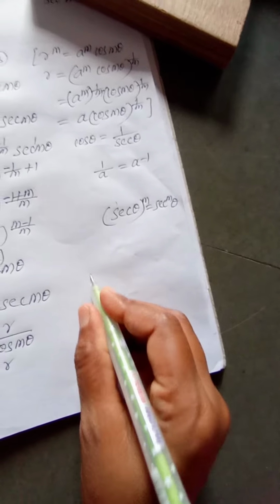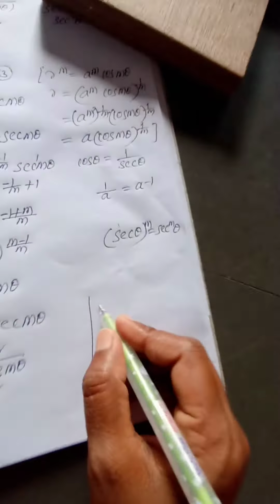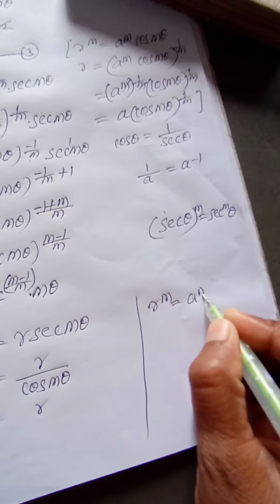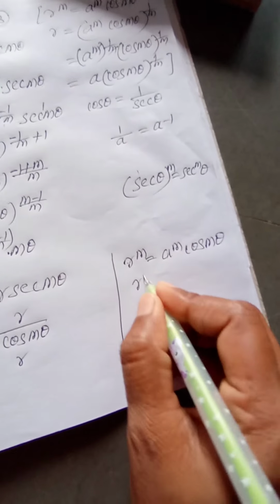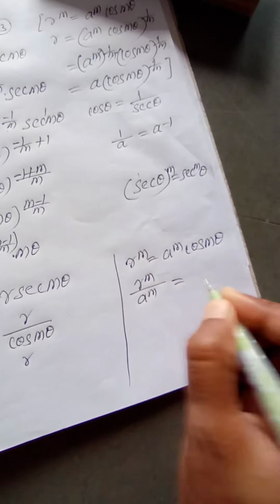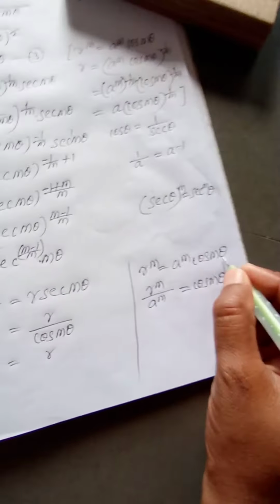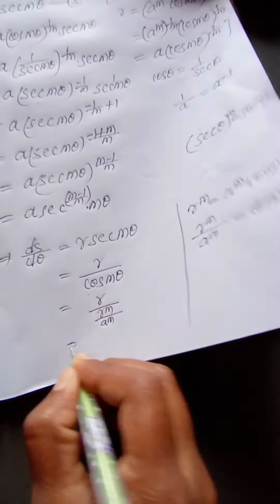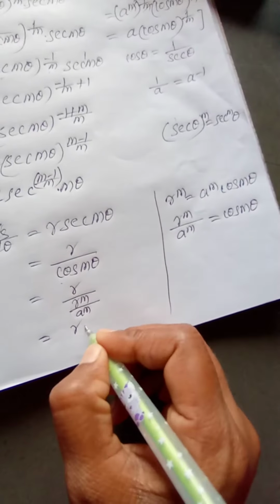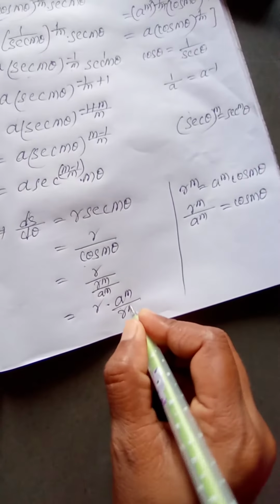So from equation 1, the given equation is r to the power of m equal to a to the power of m cos m theta. Here take the cos m theta value from this equation. So r to the power of m by a to the power of m equal to cos m theta. So here substitute the cos m theta value from equation 1, which is r to the power of m by a to the power of m. So r into the reciprocal of r to the power of m by a to the power of m, which is a to the power of m by r to the power of m.